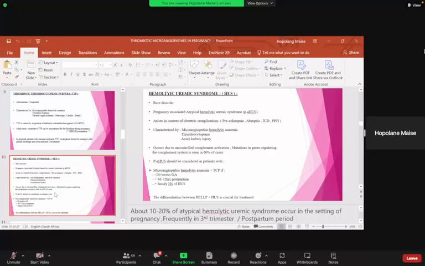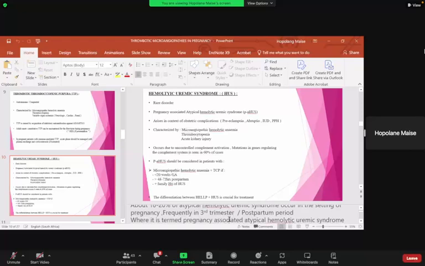Hemolytic uremic syndrome is a rare disorder. About 10 to 12% of atypical hemolytic uremic syndrome occur in the setting of pregnancy, frequently in the third trimester or postpartum period, where it's termed pregnancy-associated atypical hemolytic uremic syndrome. Usually it arises in the context of obstetric complications like preeclampsia, abruptio, IUD, or PPH, and is characterized again by microangiopathic hemolytic anemia, thrombocytopenia, and acute kidney injury.